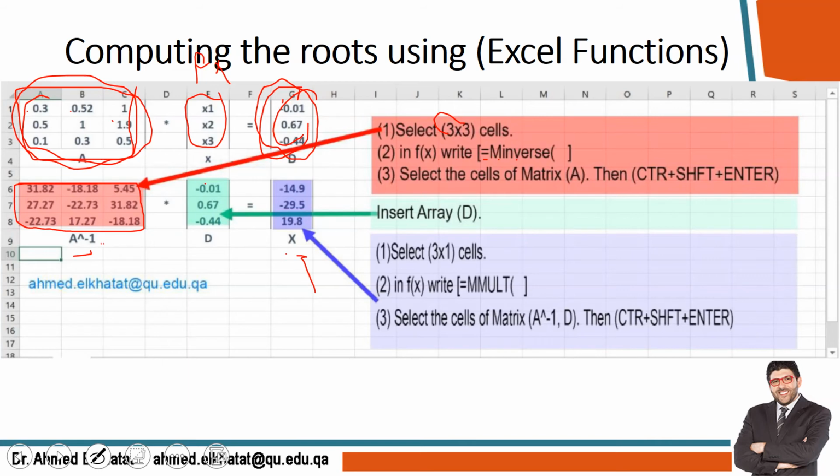So here we can select 3 times 1 cells, then also in the formula bar we write equal MMULT, instead of MINVERSE. MMULT, open the parentheses and select the cells. You should put two things. First you select this part and then you select D. Then Control Shift Enter together, so X will appear automatically.